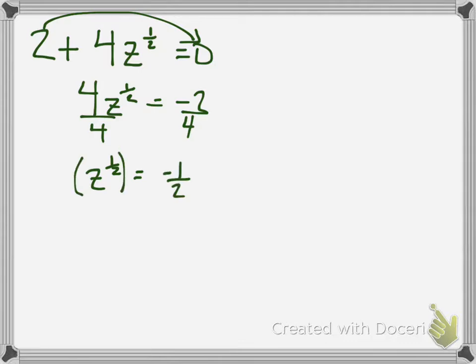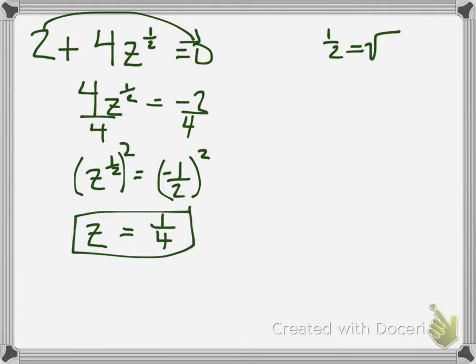If you were to square that, because again, 1/2 power is like a square root, you get z is equal to positive 1/4. When you square a negative, you get a positive. Now, let's check this work. So this is my answer. Check my work, and I put 2 plus 4 times 1/4 raised to the 1/2 power is equal to 0.